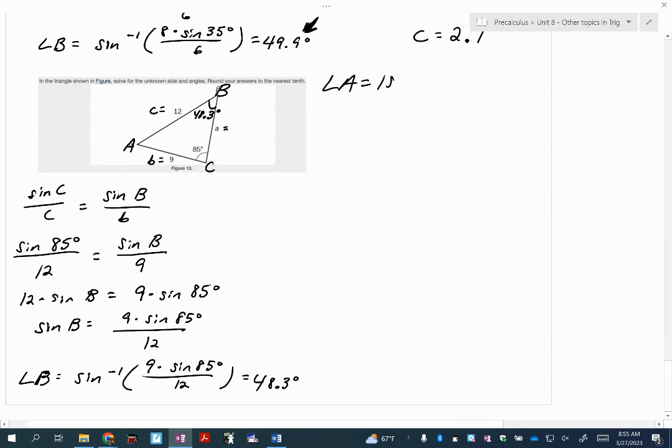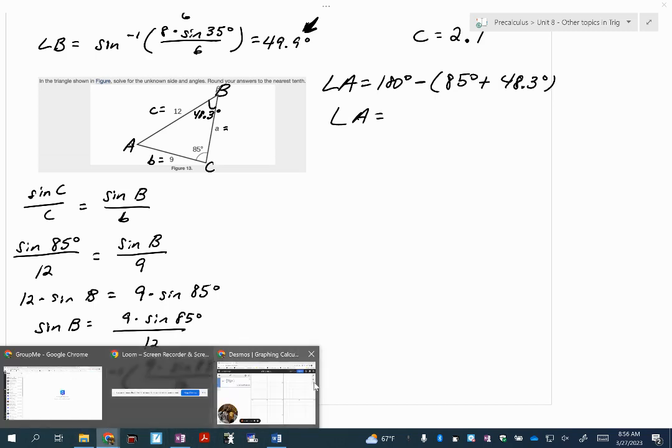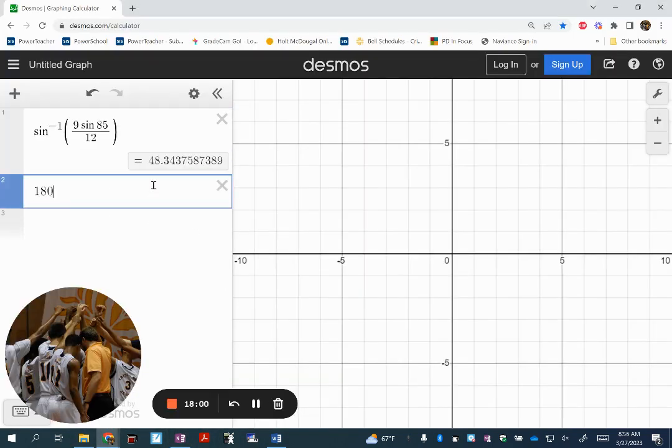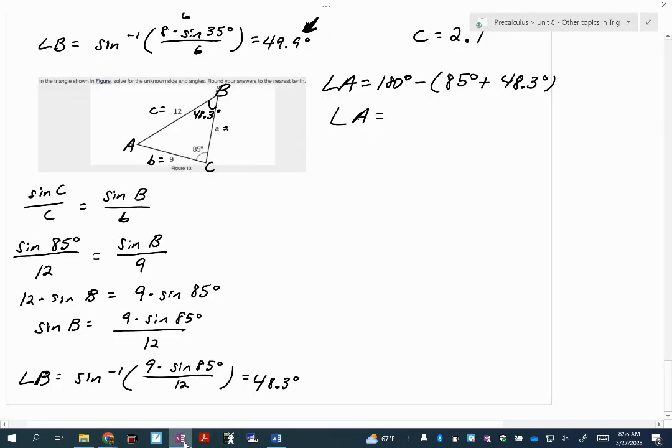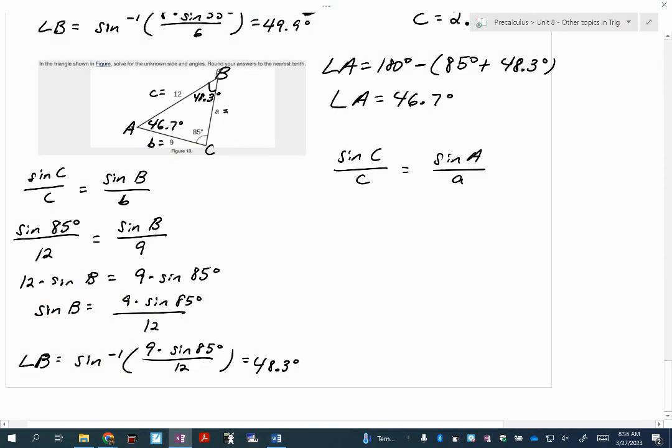So angle A is going to be 180 degrees minus the sum of the other two angles. So 85 degrees plus 48.3 degrees. So let's add those together. So 180 minus 85 plus 48.3. Make sure I got that right. 85. Yep. So 46.7 is angle A. 46.7. And now I can use my sine of C over C equals sine of A over A to find my last side length.